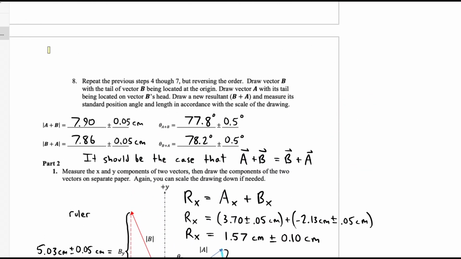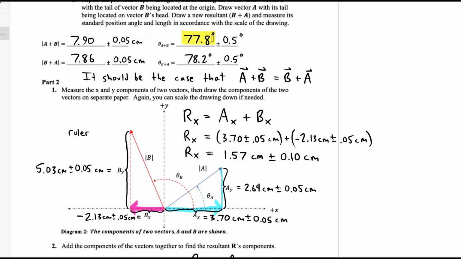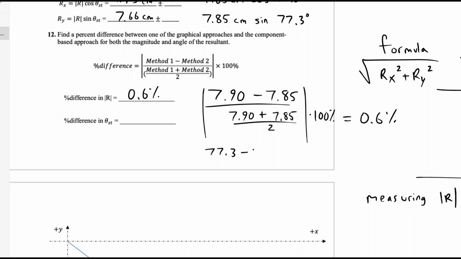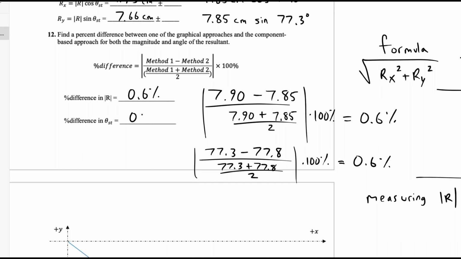And for the angle, doing it the graphical way, one of my results was 77.8. And doing it the component way, we had 77.3. And again, I get 0.6% error in the angle.